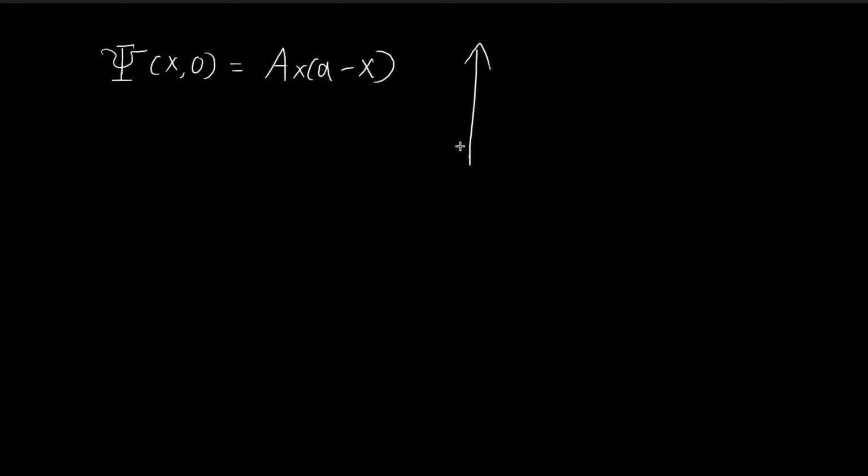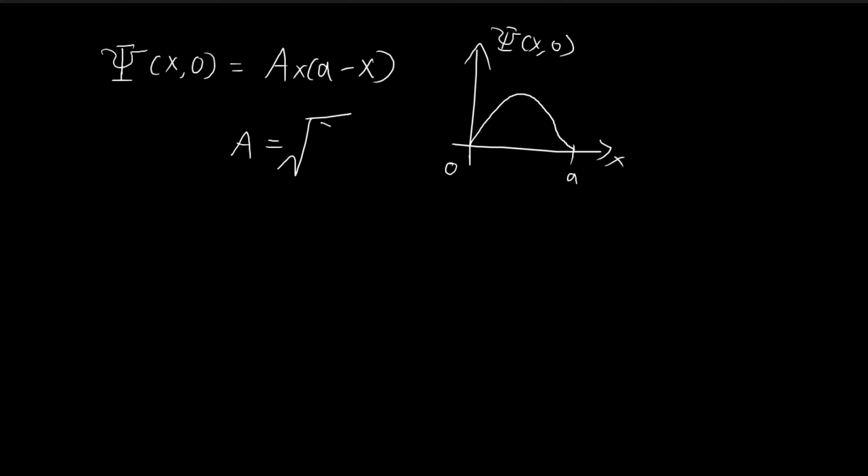If you graph this out, you have your x-axis and your axis for the initial wave function, and the curve of the initial wave function looks something like this. It's a quadratic curve. In that problem, I'm not going to prove it again, we found that the constant through normalization is equal to the square root of 30 divided by a to the power 5. So this is the information that we had in the example.